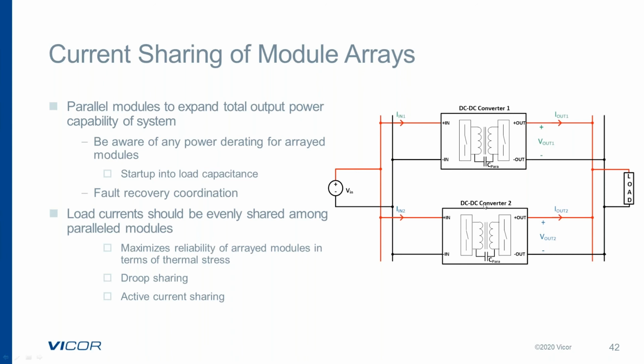We will see that they'll both run at cooler temperatures, and the MTBF of the system will be much better than if one converter were operating, taking the full load, and just waiting for the other converter to drop off.